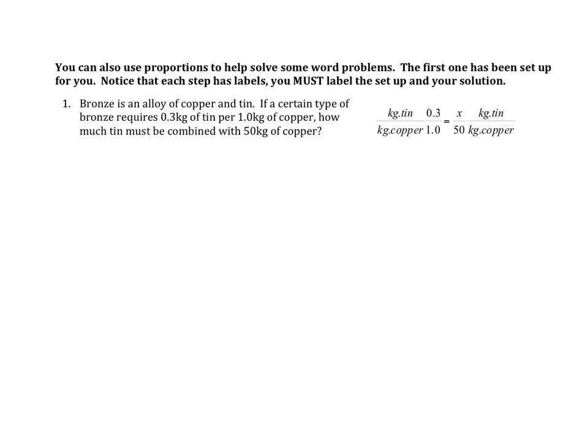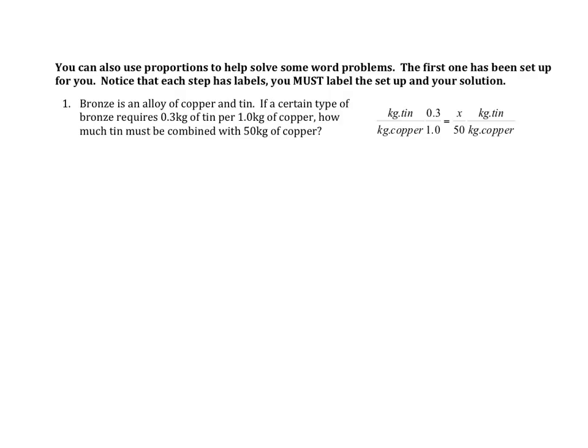Number 1 says, bronze is an alloy of copper and tin. If a certain type of bronze requires 0.3 kilograms of tin per 1 kilogram of copper, how much tin must be combined with 50 kilograms of copper? Bronze being an alloy of copper and tin is basically saying bronze is made up of copper and tin, and it's a proportional amount each time.